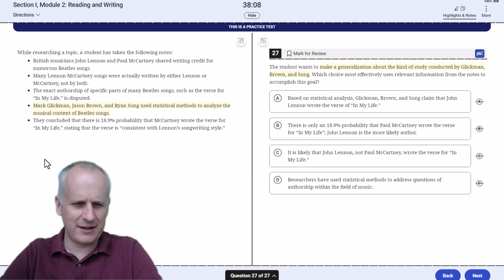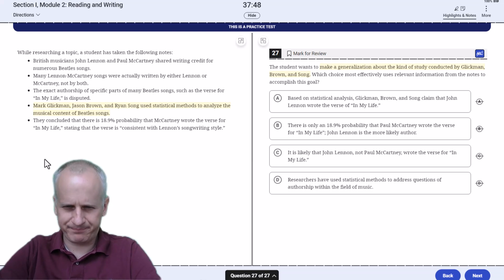Then in the final bullet, we've got they concluded that there is an 18.9% probability that McCartney wrote the verse for In My Life, stating that the verse is consistent with Lennon's songwriting style. That's the results of the study, not about how the study was conducted. So we need to find an answer choice that really pulls out just this one bullet that we highlighted.